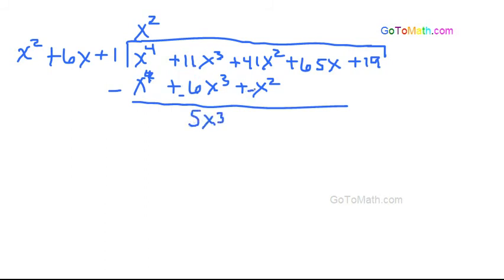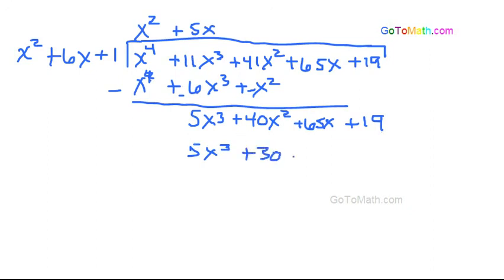And of course that's a minus too, we've got to be careful there. So that's going to make that a plus 40x squared. Let's go ahead and bring down the 65x and then the 19 and start over. So x squared goes into 5x cubed. You're going to be left with a 5x, and then we multiply back again. So 5x cubed, and then 5x times 6x is 30x squared, and then 5x times 1 is going to be 5x.